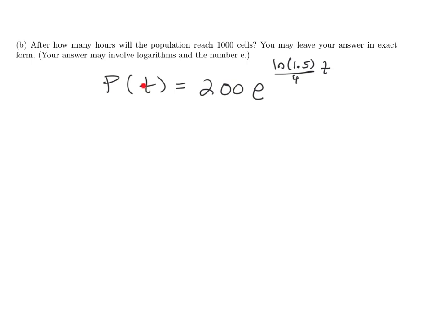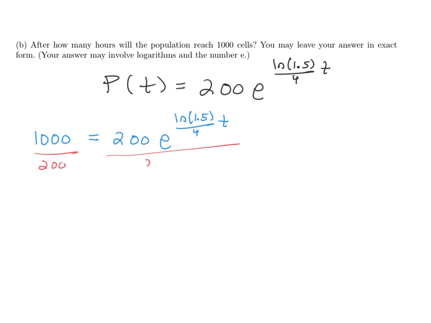We're trying to find a value of time when this side is equal to 1,000. I'm going to put 1,000 here and then solve this equation for t, and that'll be our answer. So I will put 1,000 in place of P and set that equal to 200 times e to the natural log of 1.5 all over 4 times t. I'll first divide both sides by 200. On the right side, those cancel, and 200 goes into 1,000 a total of 5 times.